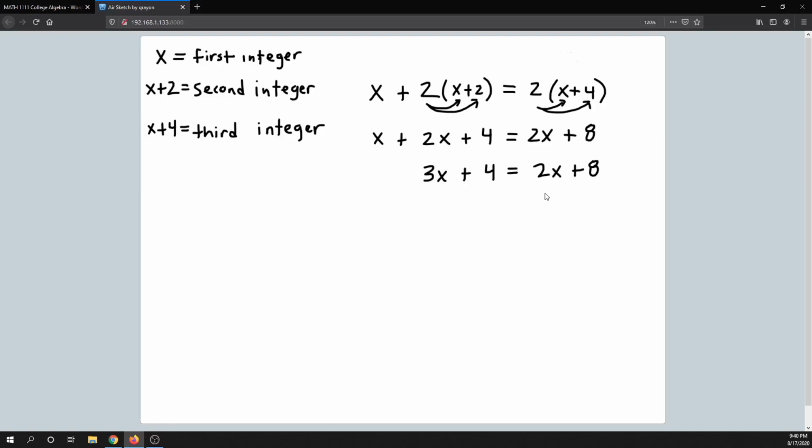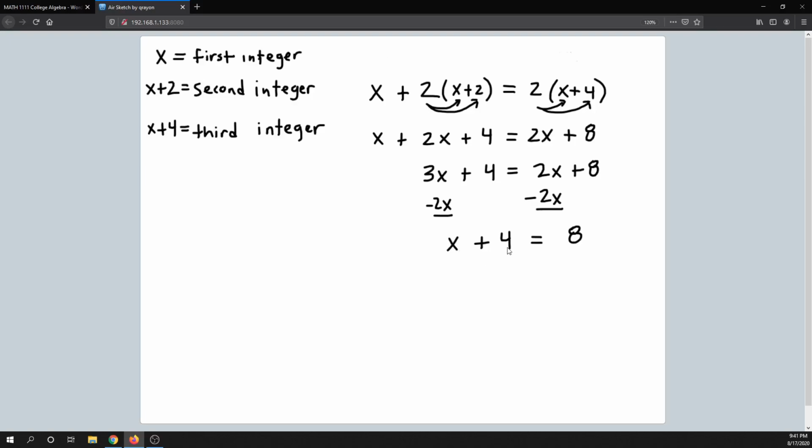So now what I want to do is use the addition principle, right, to add or subtract the same thing from both sides. And what I want to do is get everything with an x on one side and everything without an x on the other side. So one way to do that would be to subtract 2x from both sides. That would give me x plus 4 equals 8. That gets all of the x's over on the left side.